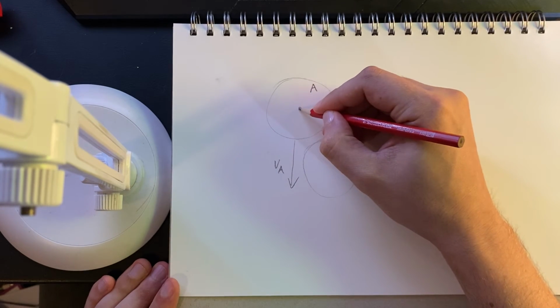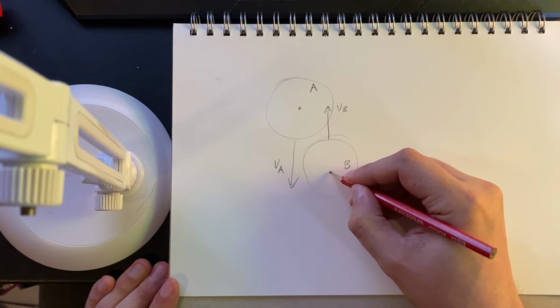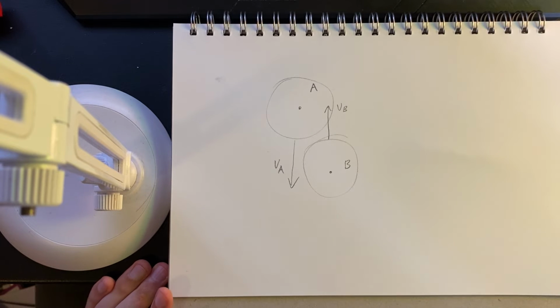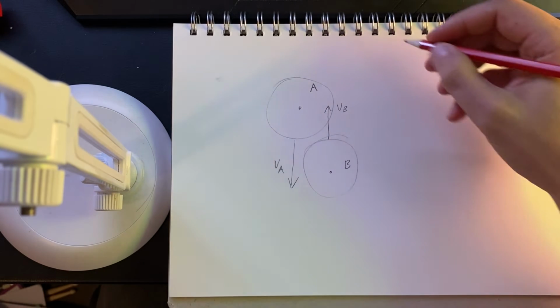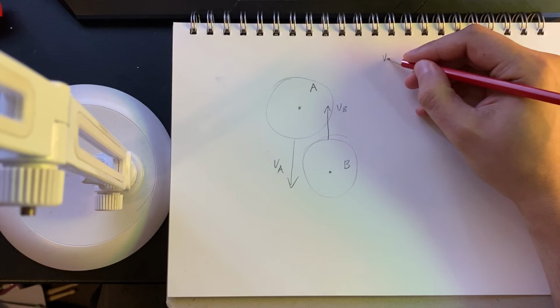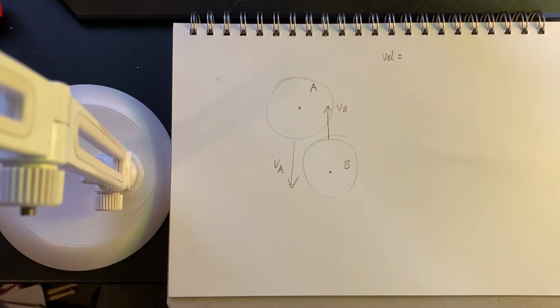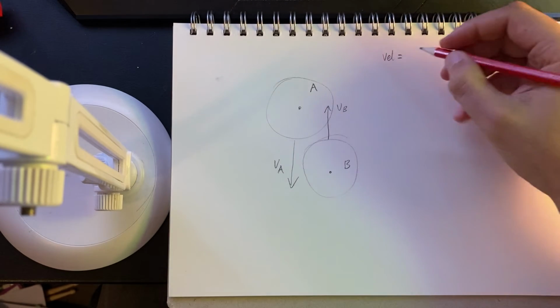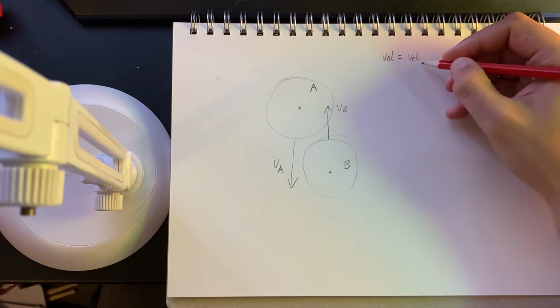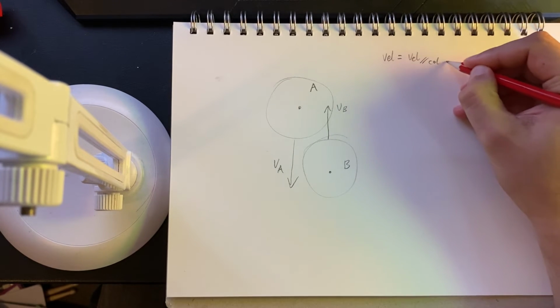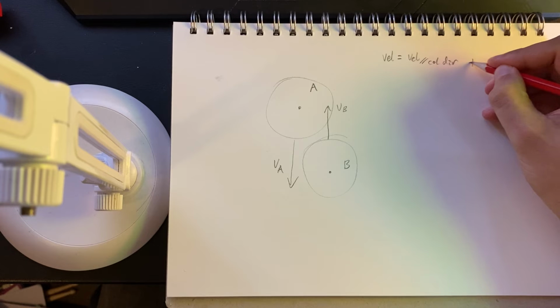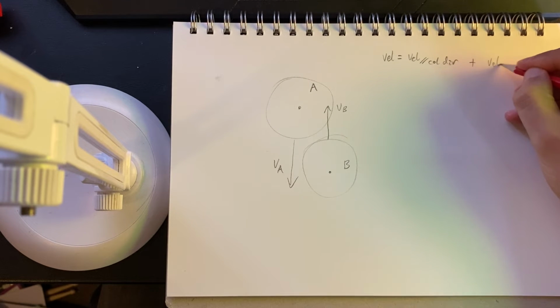And each of these spheres has a center. So the big picture, the big idea is that velocity is a vector and it can be decomposed. Specifically, it can be decomposed into a component which is parallel to the collision direction, summed with a component which is perpendicular to the collision direction.